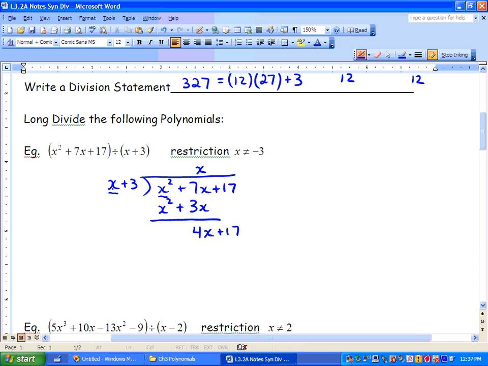So you look at your first terms, you look at your x and your 4x, and you say x times what gives you 4x, and you know that you need to multiply it by 4. And so then once you have that value on top, you multiply it by the x plus 3, and you get 4x plus 12. And then you subtract. 17 minus 12 is 5. And remember, this value on the end is your remainder.